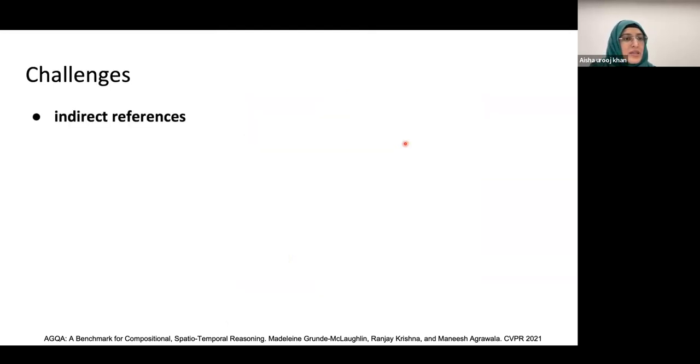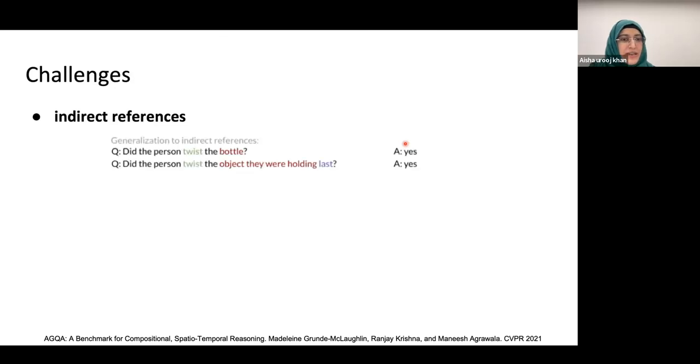Then the second challenge is indirect references. The concept is very simple. You could ask a direct question. For example, here the direct reference is, did the person twist the bottle? And then an indirect reference to that same object could be, did the person twist the object they were holding last? So again, we are referring to the bottle here, but now in an indirect way. If a model has understood what a bottle looks like and how the twisting action is happening, and has learned to answer the question in a direct manner, it should be able to answer the question in an indirect manner as well.